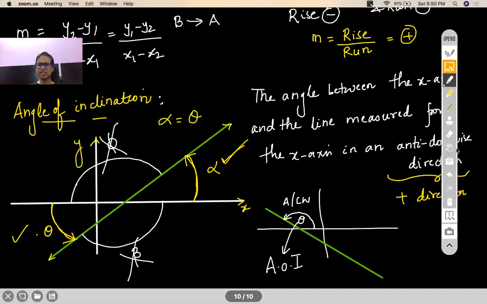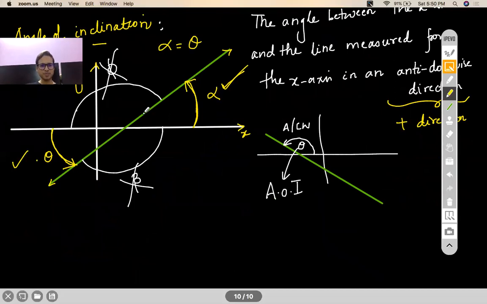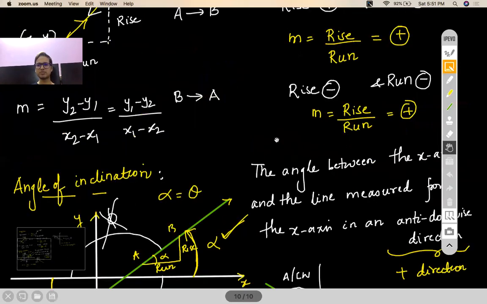Okay. So here, angle of inclination is linked to the slope. How? See, if you move from any two points A to B, let's say this is our alpha angle, or whatever you want to call it, theta angle, alpha angle. You can see that tan of alpha will give you the ratio of rise to run. So this is your rise, this is your run. So basically your tan alpha gives you the slope. Slope is represented by the letter M.